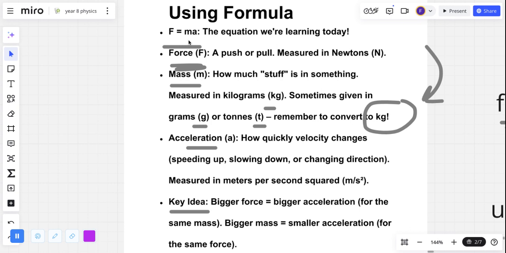So, F equals MA. Force equals, what was F? Oh, okay, there we go. Let's start with that. What does the F stand for? The F stands for force.